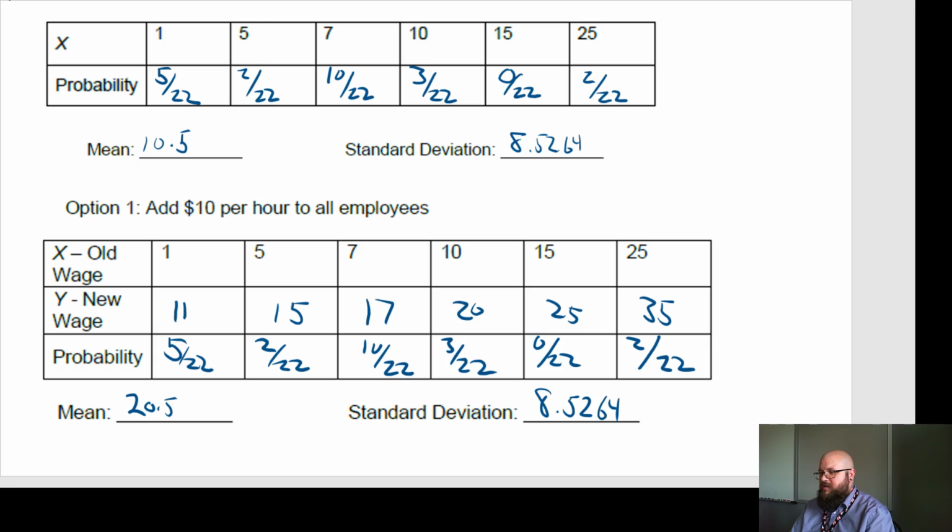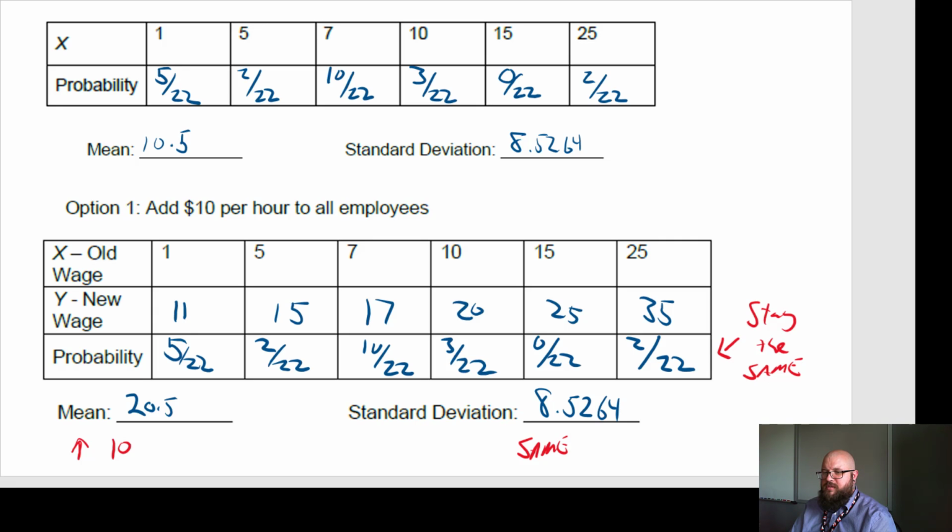So with these, again, your probabilities stay the same. It's not going to change. However, though, our mean went up by 10, and our standard deviation stayed the same. Okay?